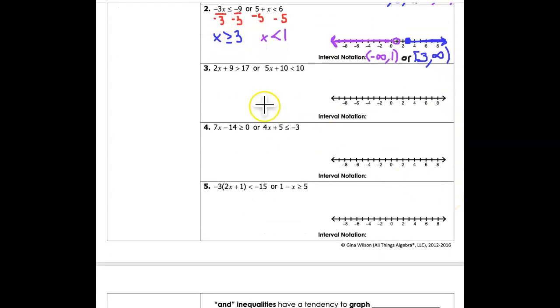And then we're going to do the same thing. If it's a two-step inequality, we just have to solve each one twice. So for number 3, first thing we'll do here, we'll subtract 10 from both sides. So for my first inequality, now I have 2x is greater than 8. When I divide both sides by 2, I get that x is greater than 4.